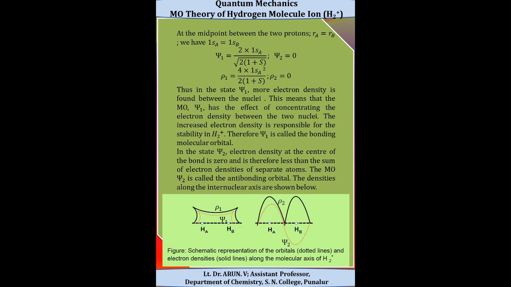The densities along the internuclear axis are shown in the following figure. This figure shows the schematic representation of the wave function and electron density for the states psi1 and psi2. For the psi1 state, the electron density is rho1. For the psi2 state, the electron density is rho2.